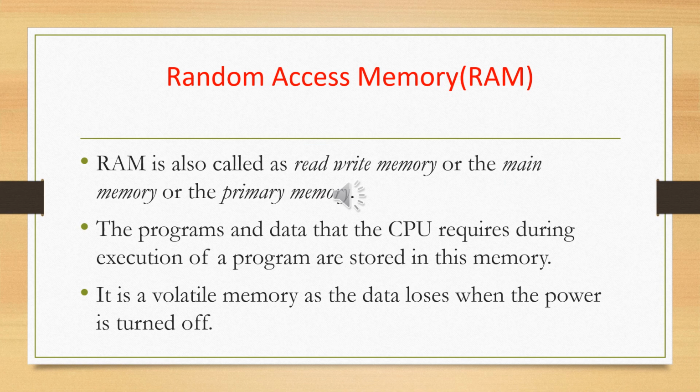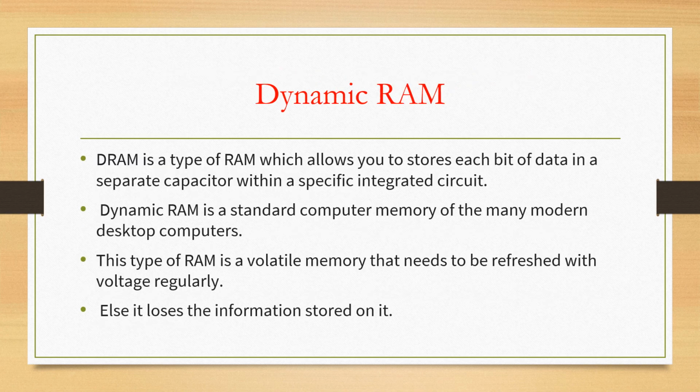Random access memory is also called RAM, read-write memory, main memory or primary memory. This is a volatile memory. Volatile memory means when the power is turned off, the data will be lost. Dynamic RAM is a type of RAM. To store data in dynamic RAM, a separate capacitor and integrated circuit are used.